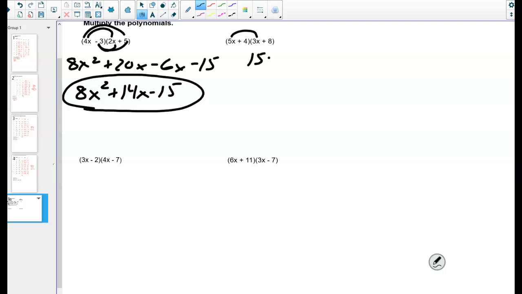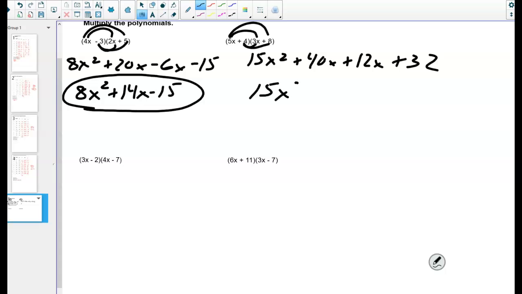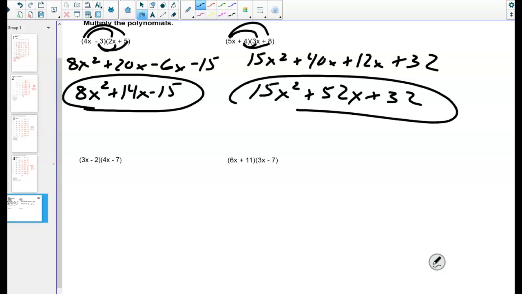5x times 3x is 15x squared. 5x times 8 is 40x. 4 times 3 is 12x. 4 times 8 is 32. And we combine the middle terms. You have to make sure 5x times 3x is 15x squared. The common mistake is people write 15x and combine all three. You can't do that. It's 15x squared. We're combining those middle terms. And that's my answer.